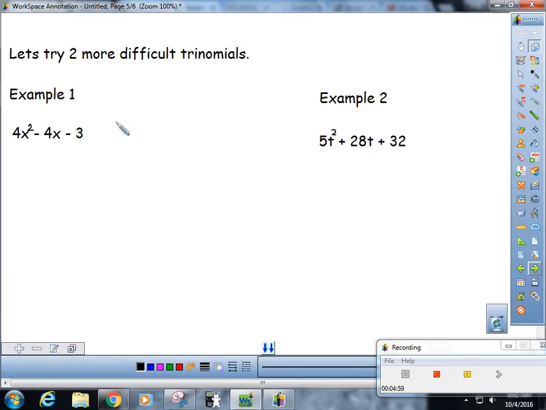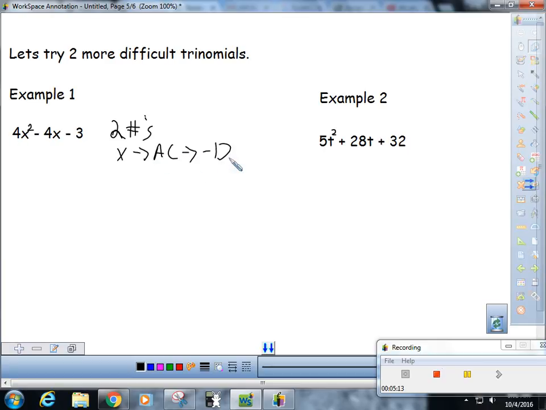Okay, so looking for two numbers. They multiply to be AC, which is negative 12, and they add to be B, which is negative 4. Two numbers that multiply to be negative 12 and add to be negative 4. That would be a negative 6 and a positive 2. Can you do that riddle? That's how we split the middle. So you call it 4x squared minus 6x plus 2x minus 3.